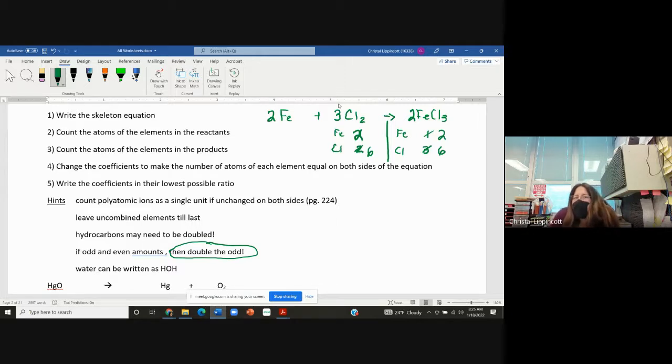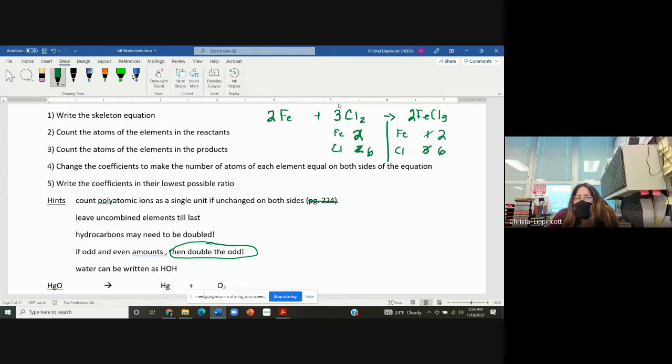Go back and double check and make sure that it's in the lowest possible ratio. If it's not, you need to go back and reduce. And sometimes it happens. Okay. We don't use a book. So count polyatomic ions as the same unit if they're not changed on one of the sides. So if they're unchanged, keep them on both sides. And you have a list of those polyatomic ions on the back side of your periodic table.